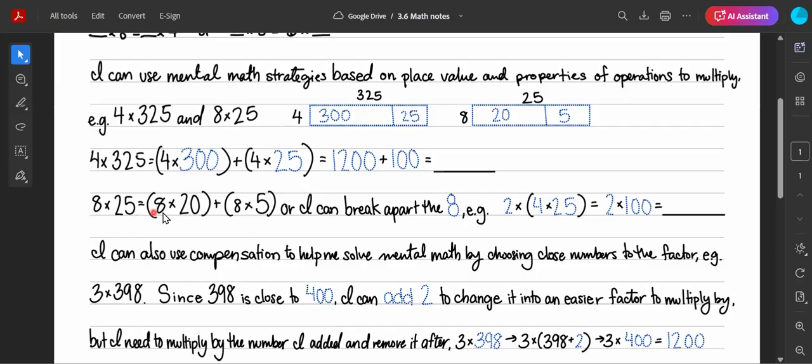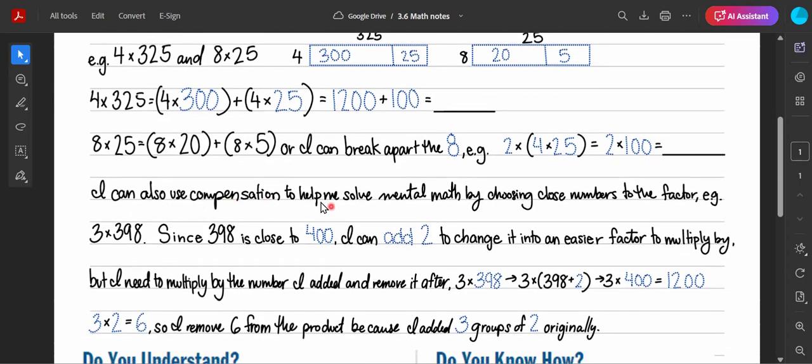For 8 times 25, you're doing 8 times 20 plus 8 times 5, or you can break apart the 8 into 2 and then 4. That's because 2 times 4 makes 8. And so now 2 on the outside, and then 4 times 25. So 2 times 4 times 25. 4 times 25 is 100. That's a lot easier for me to do. And then multiplied by 2, that'll give me 200.